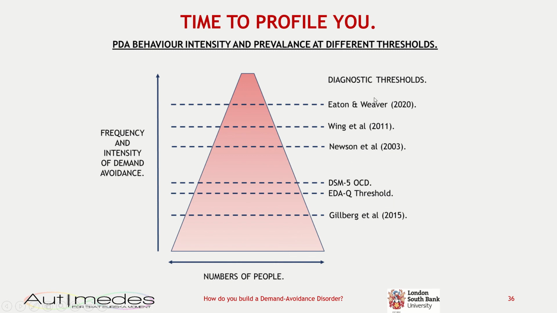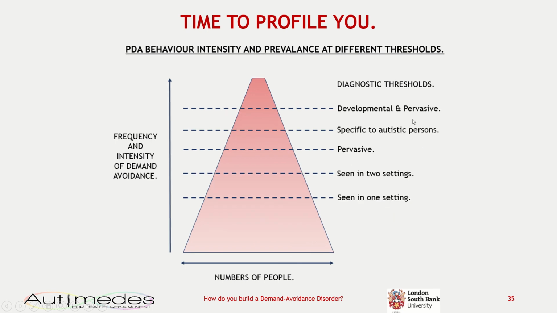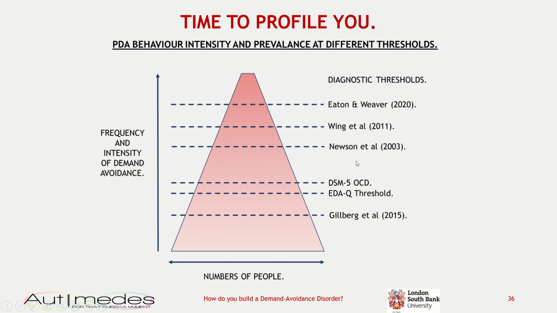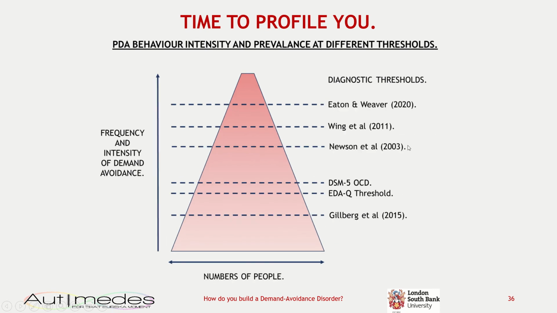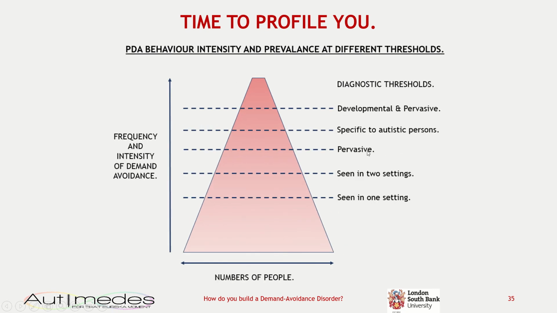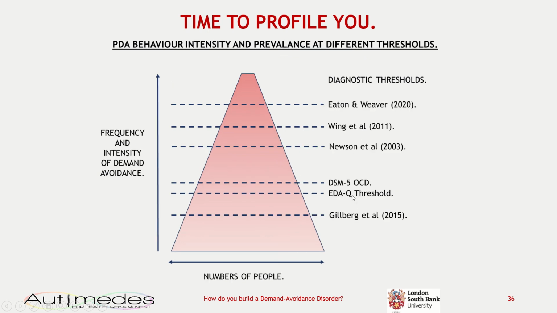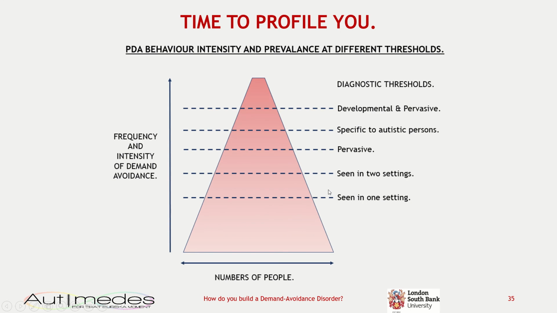You see that Eaton and Weaver really corresponds to the developmental and pervasive, and Wing et al. to only autistic people. Neisen et al. has got non-autistic people in, so just pervasive. I've used that one to be the EDA-Q or the OCD one. So I've moved one up to have 2 or more settings, which is equivalent to ADHD.